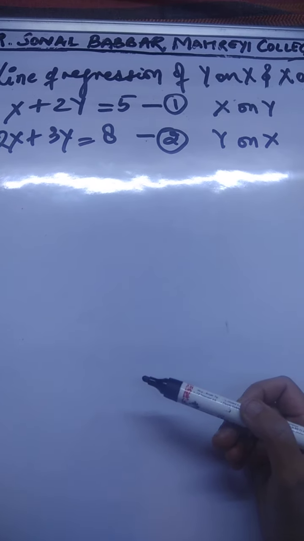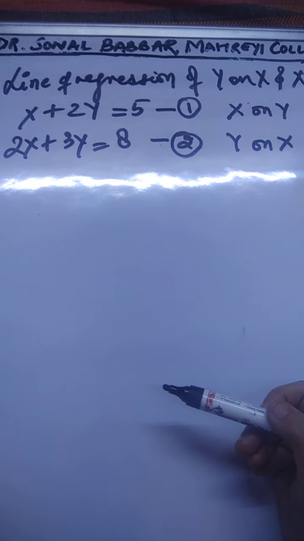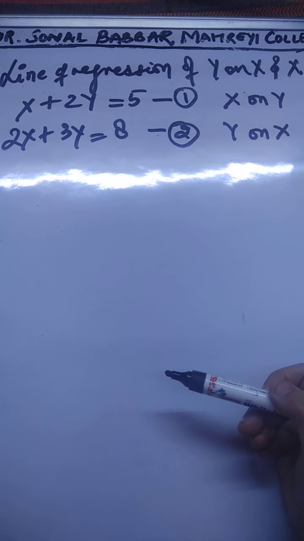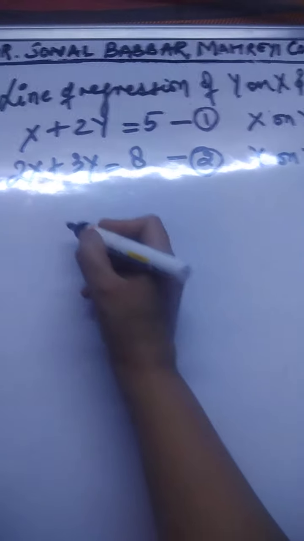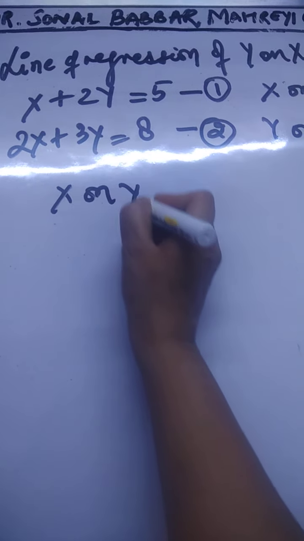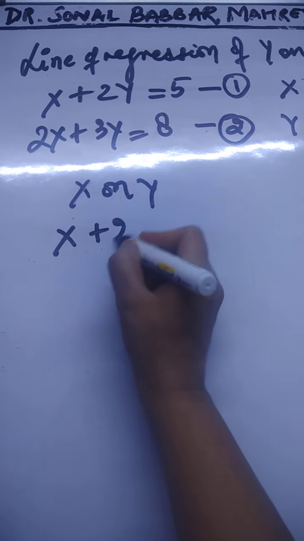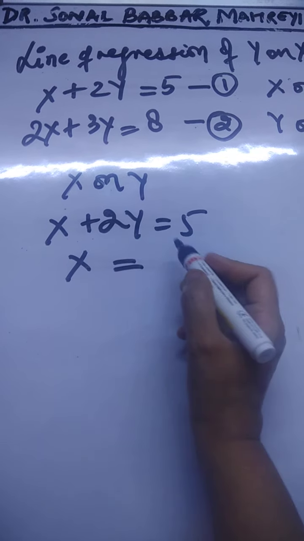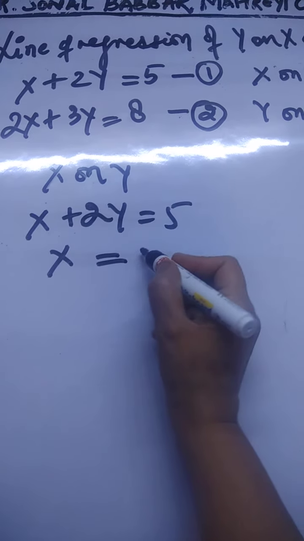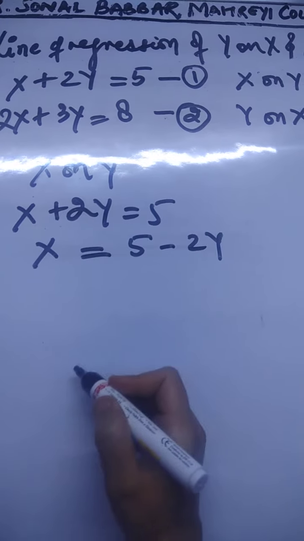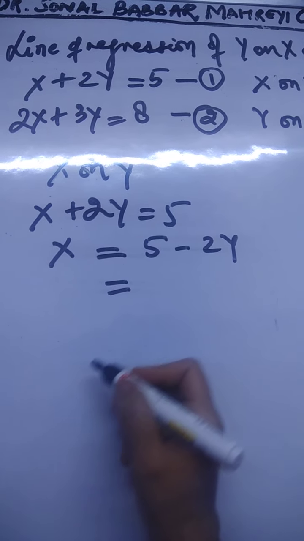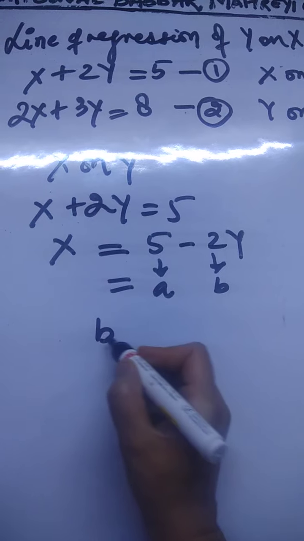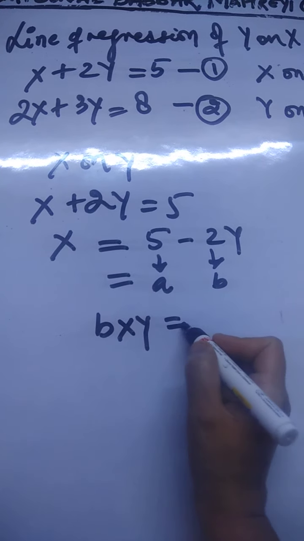The second step is to compute bxy and byx, the regression coefficients associated with these regression equations, and check them. I compute bxy since I'm working with x on y as equation number 1, x plus 2y equals 5. I keep the variable x on one side of the equation and take the variable y and the constant on the other side. So this becomes my equation, x on y. This is taken as a constant and this as a slope. So bxy equals minus 2.